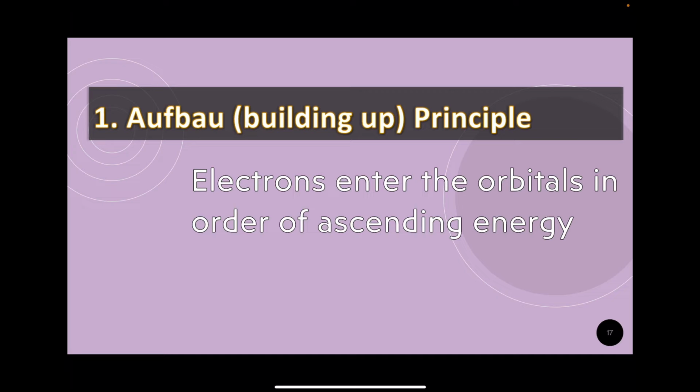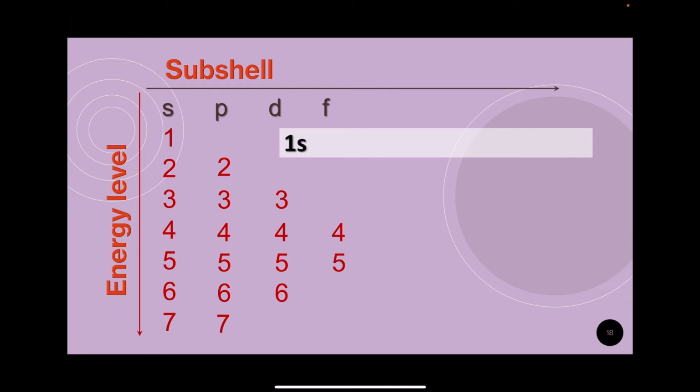How do we arrange or determine the ascending energy of orbitals? We can determine it by doing like this. When we look here, we have the energy level, which is n, and the subshell, which is l. So if you can see here, the s, p, d, f refer to the subshell, where s orbital means l is equal to 0, p orbital is 1, d orbital l is 2, and f orbital is 3.